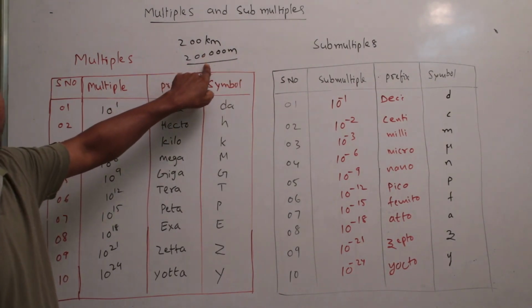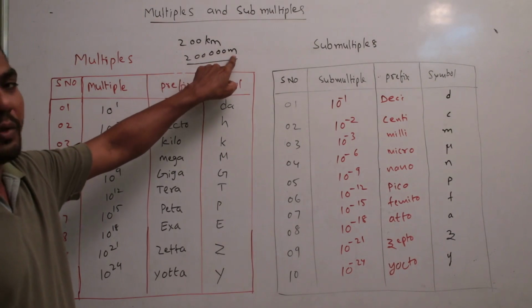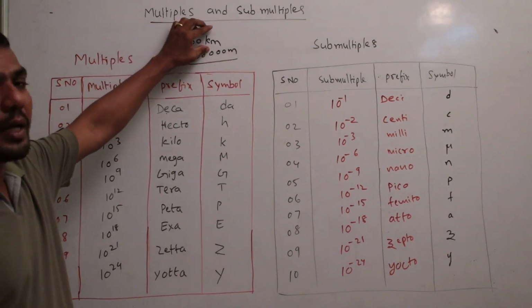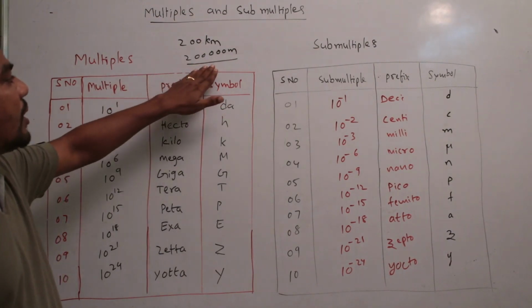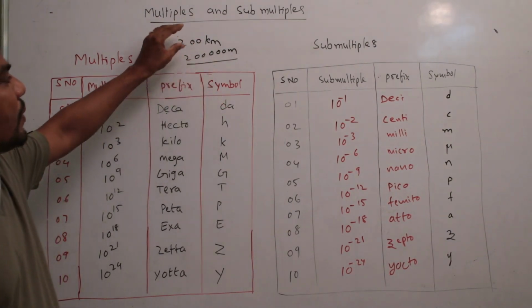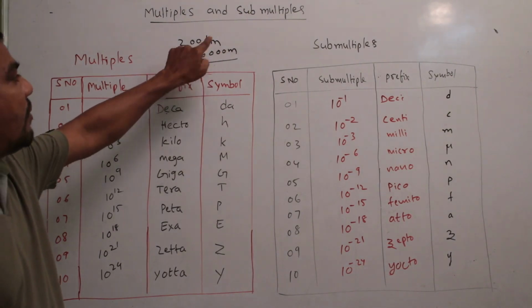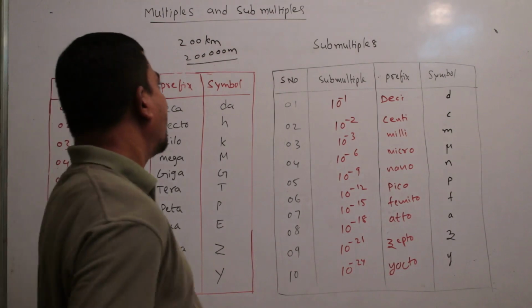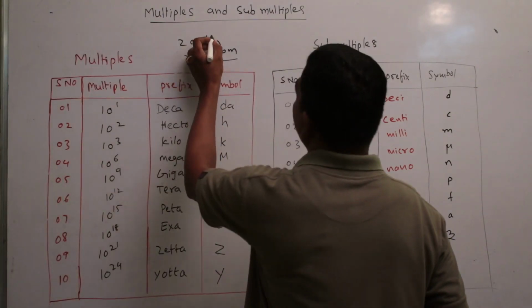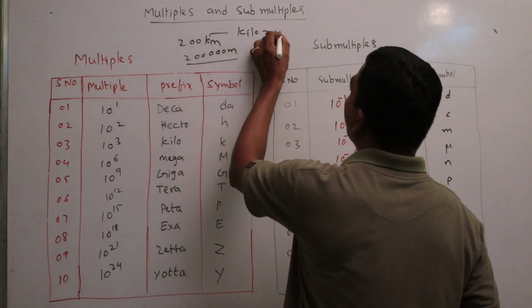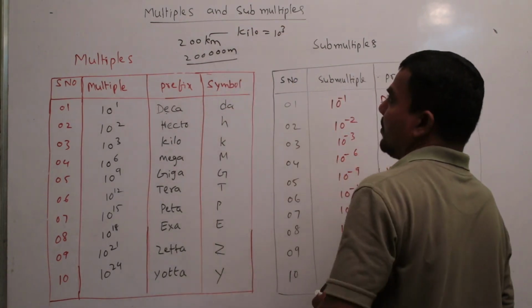In meters, this is the quantity and meter is the unit. Here, 200 is the quantity and kilometer is the unit. This total number we can simply write as 200 kilometers. Here K is kilo, and kilo is the prefix. K means kilo, and kilo means 10 power 3, that is thousand.